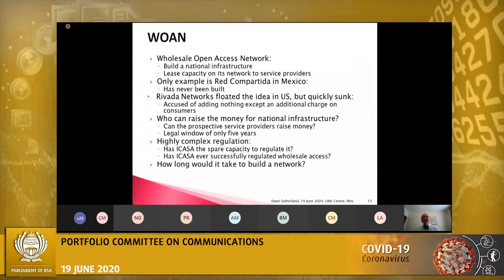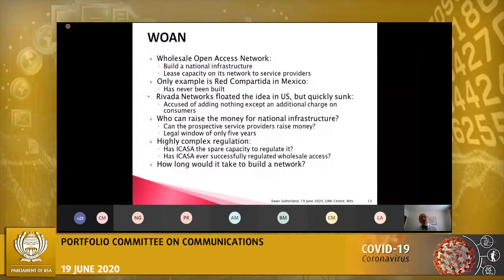It may have been some sort of strange artifact of some political changes that were going on in Mexico. The same people, Rivada Networks, floated the idea in the US, but that died pretty quickly because the argument was made that all it was doing was putting Rivada between the FCC and the customers and taking money for no very good reasons. So the question you have to ask with the WOAN is, can somebody raise the money for national infrastructure?